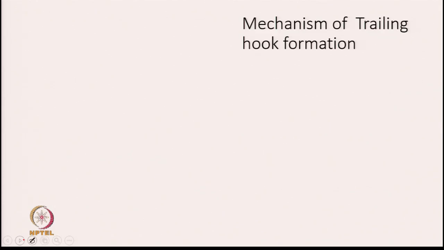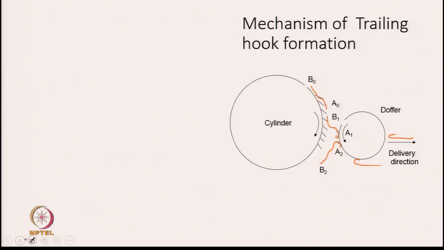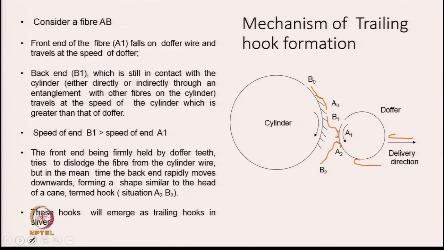From here, we go to the next slide, that is mechanism of trailing hook formations: why these hooks get formed, and why trailing hooks are more in number than leading hooks. So, in the diagram we see there is a cylinder and there is a Doffer, and let us concentrate on a fiber AB as shown in the diagram.